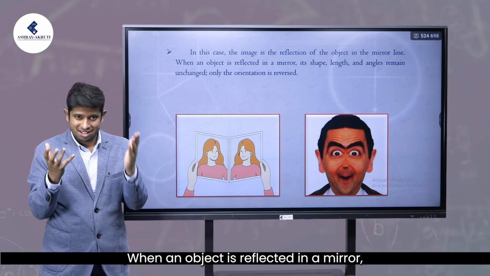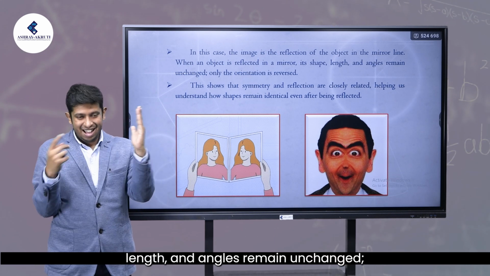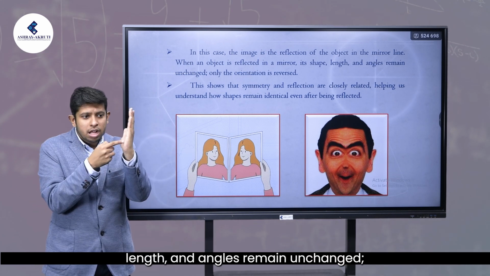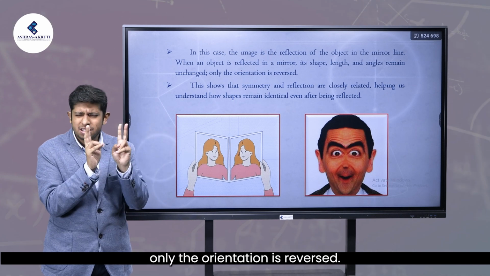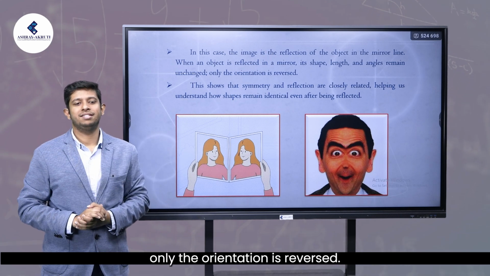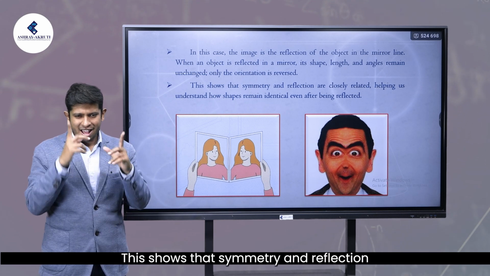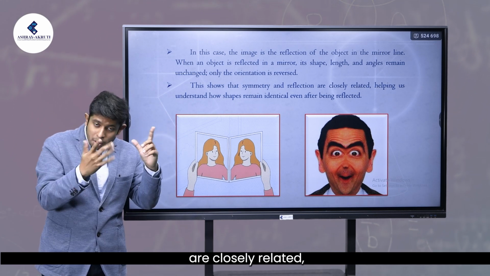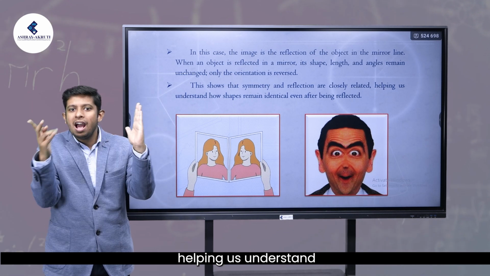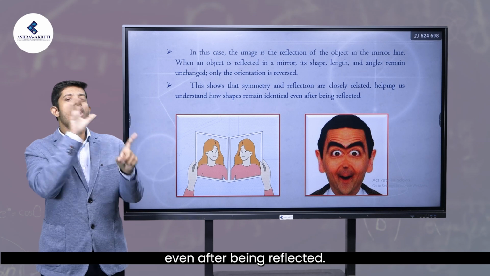When an object is reflected in a mirror, its shape, length, and angles remain unchanged, only the orientation is reversed. This shows that symmetry and reflection are closely related, helping us understand how shapes remain identical even after being reflected.